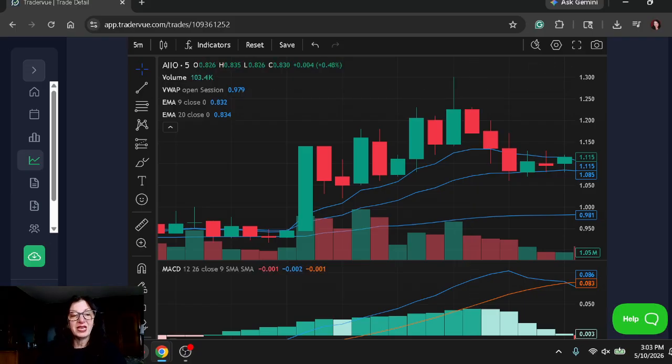So you can't just look at whether it's a red or green candle in isolation. You have to look at it in the context of the entire chart. That is extremely important. Color is the headline, but you have to look at the body, the wicks, and the chart as a whole to get the entire story.